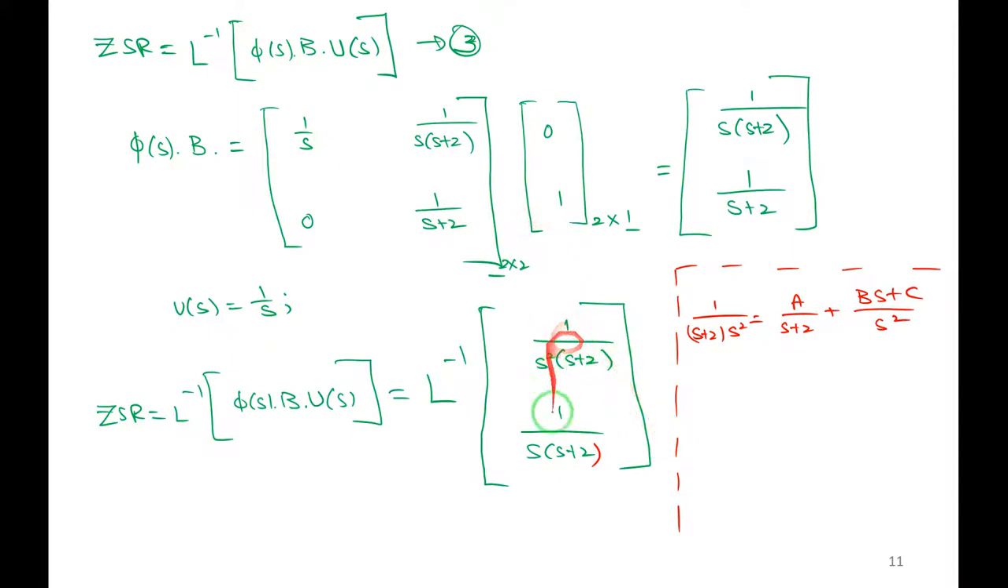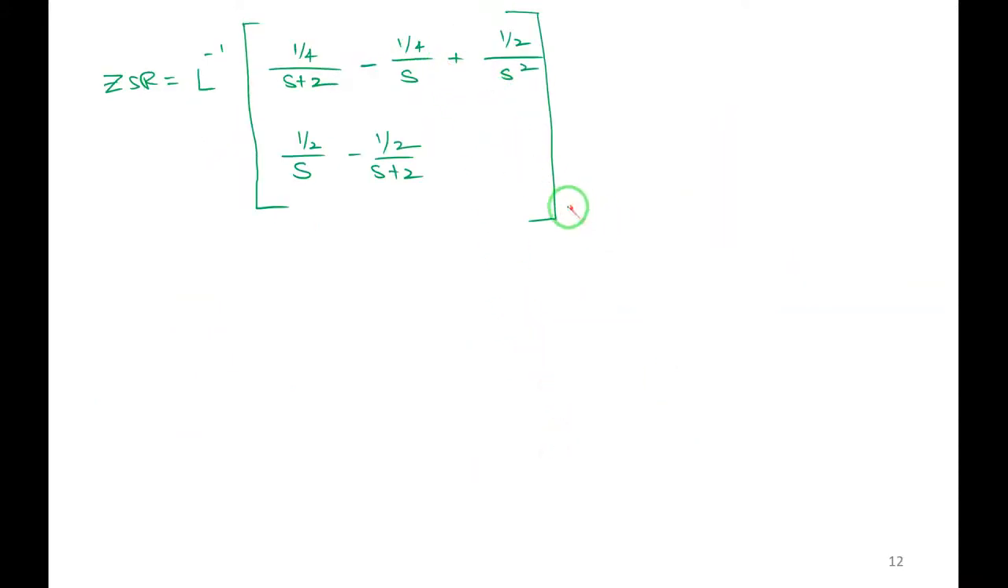See here, this is only one element, right? This is a 2 cross 1 matrix, 2 rows, only one column, right? Not three columns. This is a single element. Next, we will take the Laplace inverse. So I will apply the Laplace inverse of all these terms.